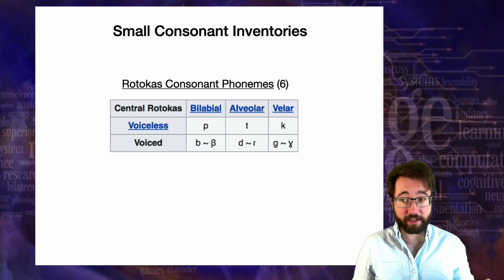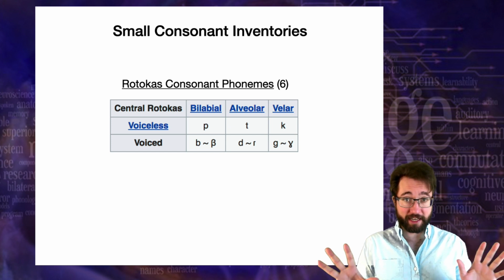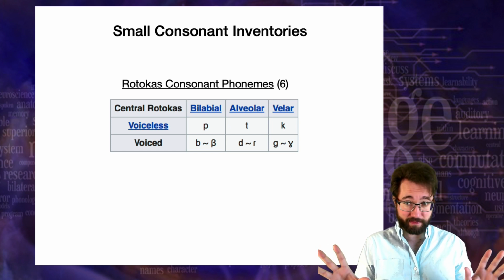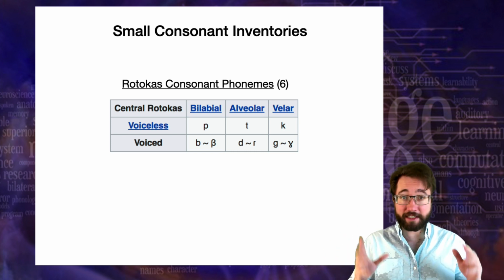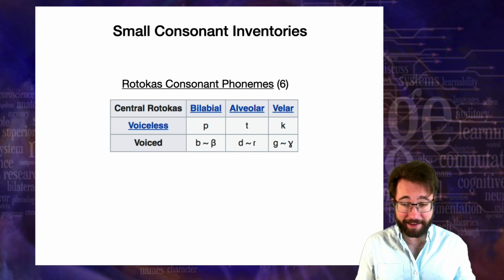So you have the sounds p to k, b to g. That's it for the consonants in this language. So this is a very small inventory, very systematic, very elegant in a way.